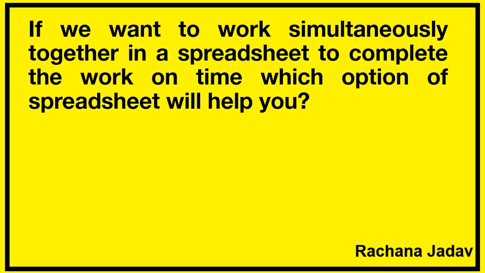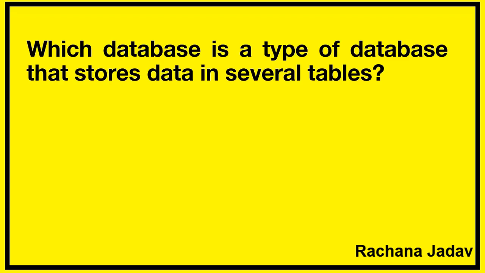In that it is there how to share it and how to do the linking of the spreadsheet. Okay. If we want to work simultaneously together in a spreadsheet to complete the work on time, which option of the spreadsheet will help you? Shared worksheet. Shared worksheet means what here? One person is sitting in a different country, another one over here, or maybe the cities may vary. At that time, what you can do is share the spreadsheet with them, and whatever changes are being done, you will see those changes. For shared worksheet, again I am saying that you can go to my videos.